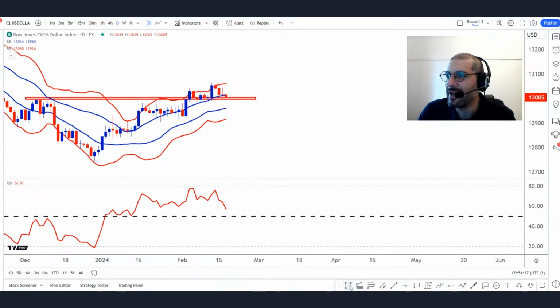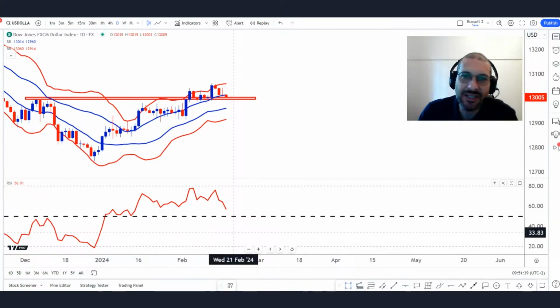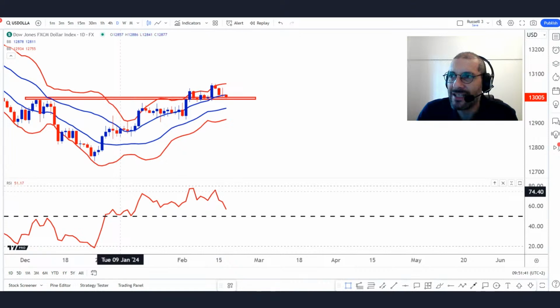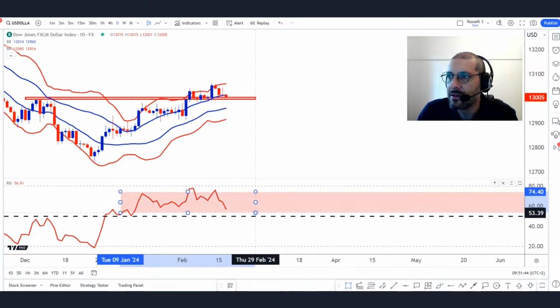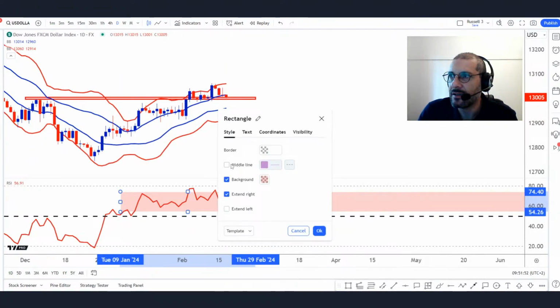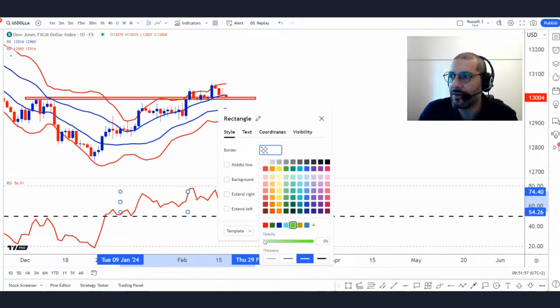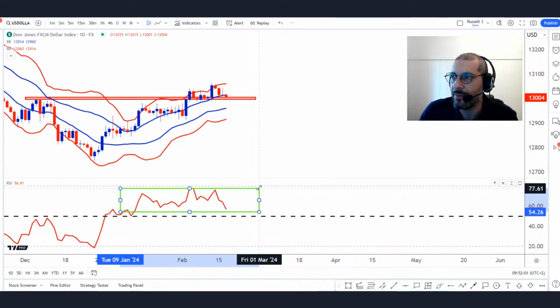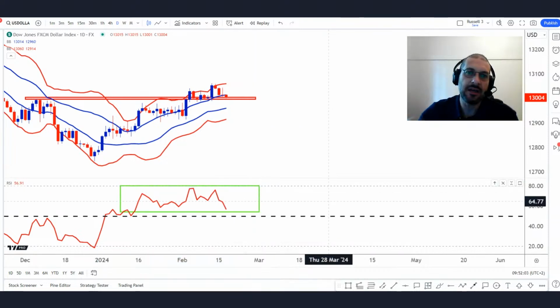What can we say about our momentum? Well, it's looking quite strong. It's moving above 50. Okay, let's just make this easier to see. I prefer, rather than extending it right, that we just have the box. So we've got the RSI above 50. Above 50 is positive momentum.